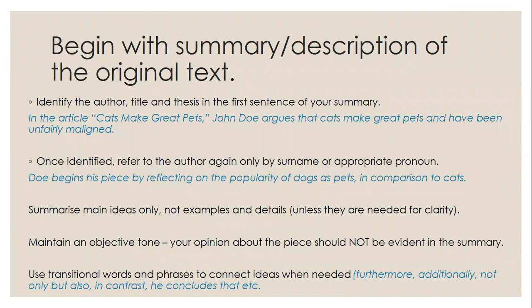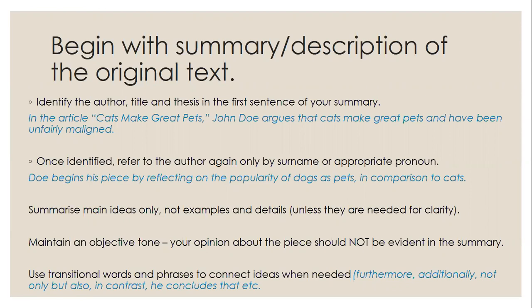John Doe argues that cats make great, well, I shouldn't have said cats make great pets. You don't want to use the words that are in the title, so that's a terrible example, scratch that. But John Doe argues that cats are underrated as pets and have been unfairly maligned, okay? That's the gist of what it's about. Then I can provide another 3 or 4 sentences that capture the main ideas.